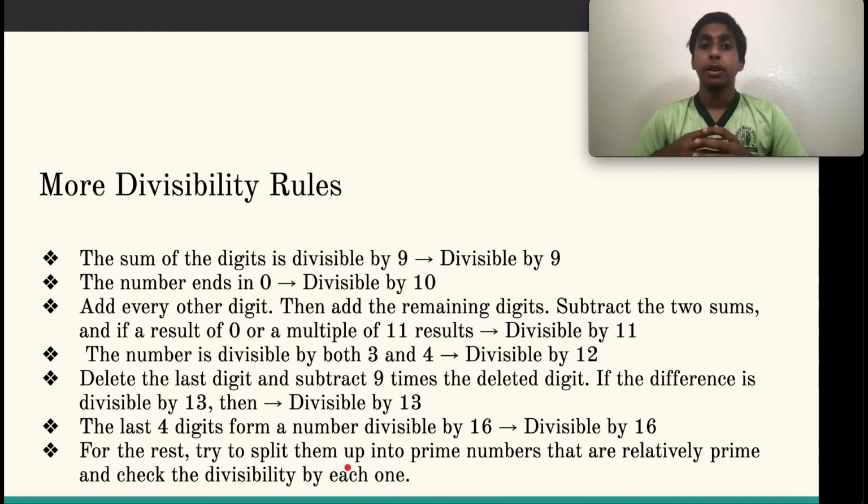So if I'm looking for the divisibility by 18, let's just say, then if I use 2 and 9, I know that both those are relatively prime, and then I can check whether the number is divisible by 2 and whether it's divisible by 9. If it's divisible by both, then I know that the number is divisible by 18. So based on that, if you find these 2 relatively prime numbers and break it up like that, you can find the divisibility of all these numbers.